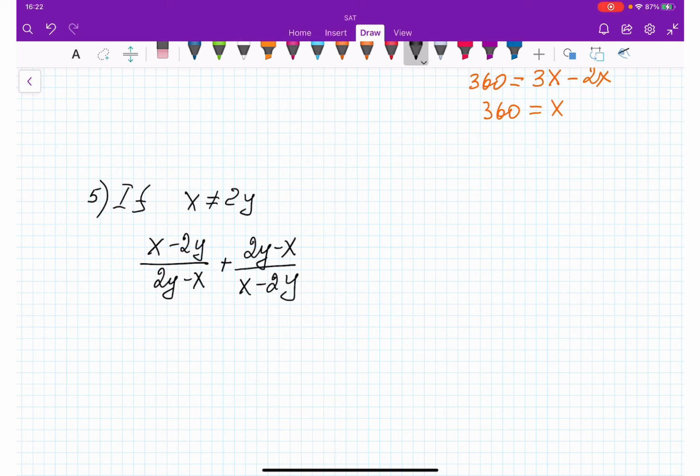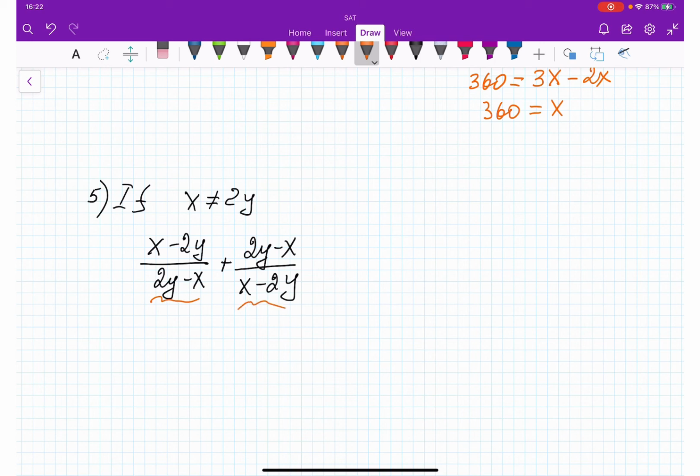Well, x cannot be equal to y. That's a requirement, because if it would be equal, we will get 0, right? And we would get division by 0, correct? Okay. So, what is interesting, the denominators look similar, the same, but they're not. Here we have 2y minus x, here we have x minus 2y.